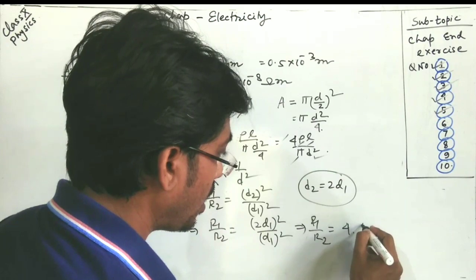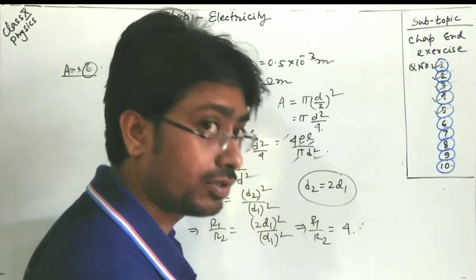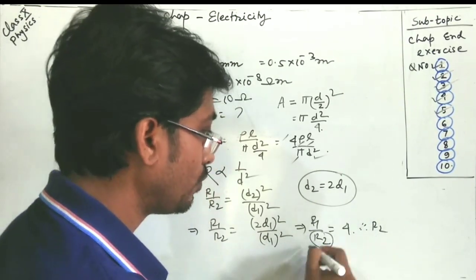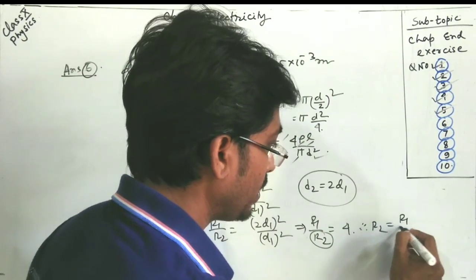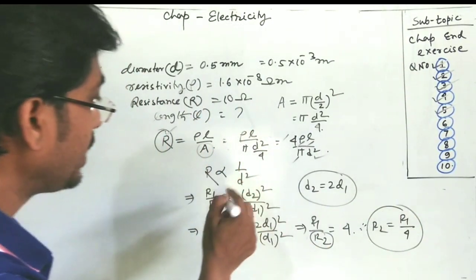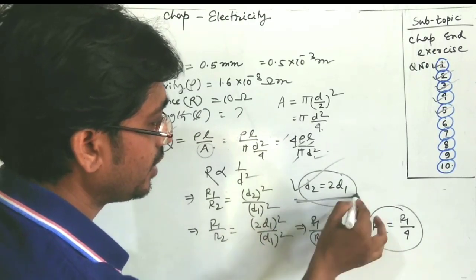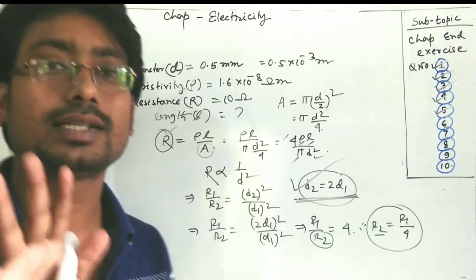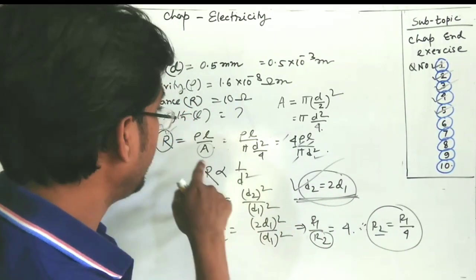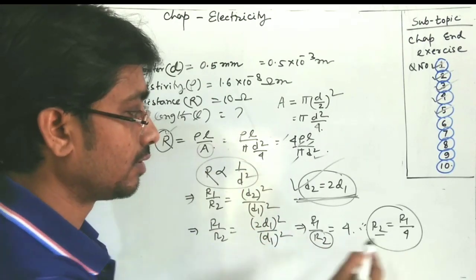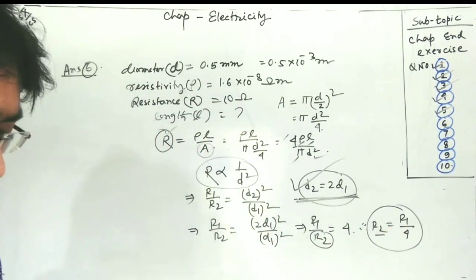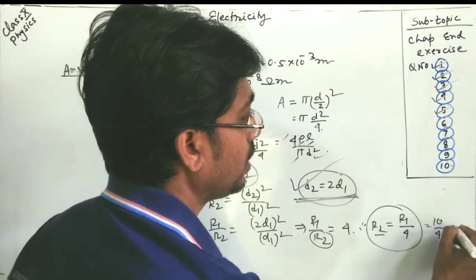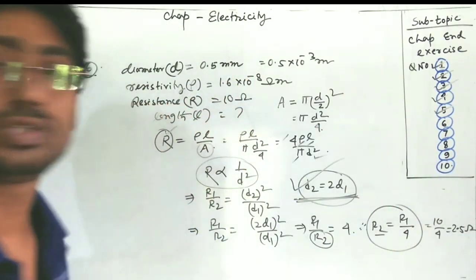So what will be R? You have to find out R2, the final R2. So 4R1 is equal to R2... so R2 is equal to R1 by 4. So if diameter is doubled, resistance will be 1 by 2 square, because the formula is R varies as 1 by d square. So your answer will be R1 by 4. What was the previous resistance? Previous resistance was 10 ohm. So 10 by 4 we get 2.5 ohm. So this will be your answer.